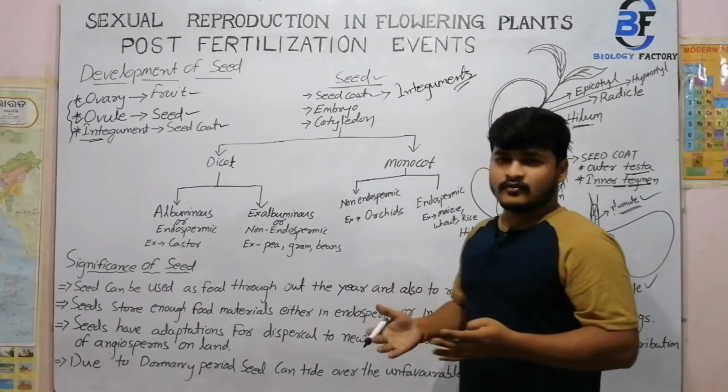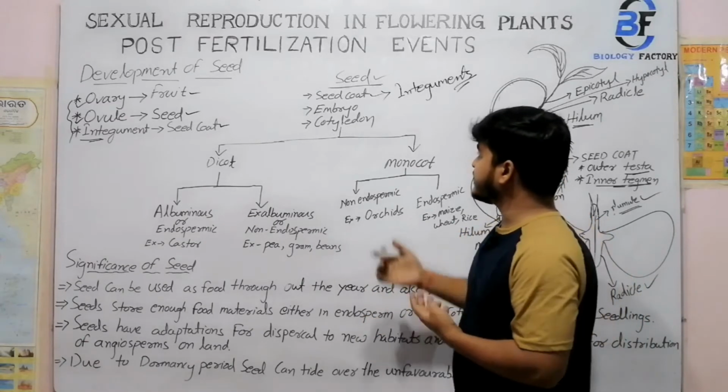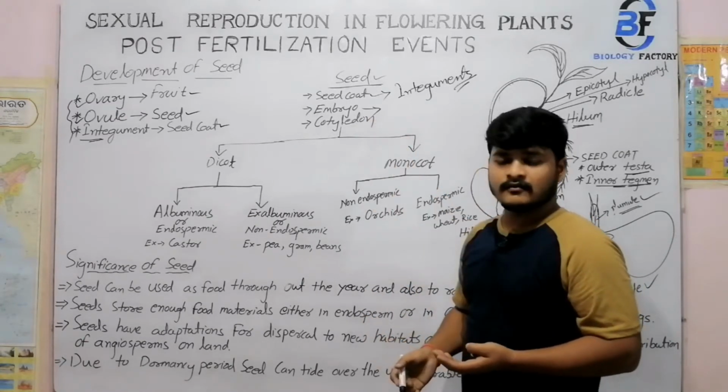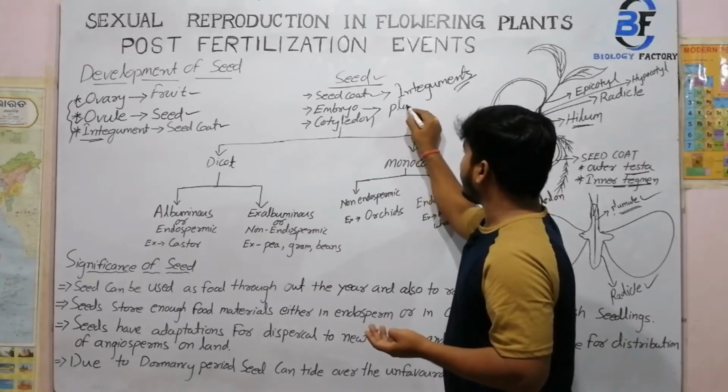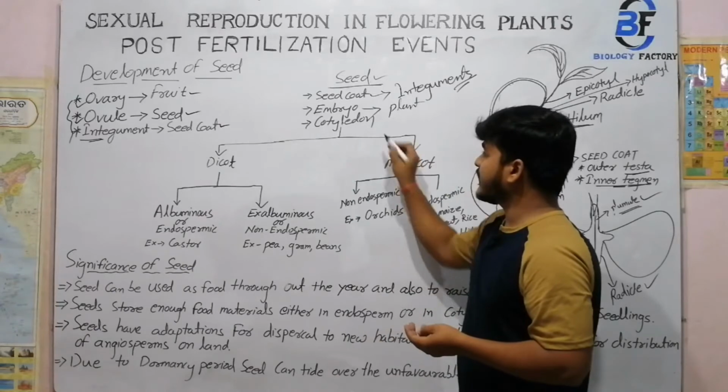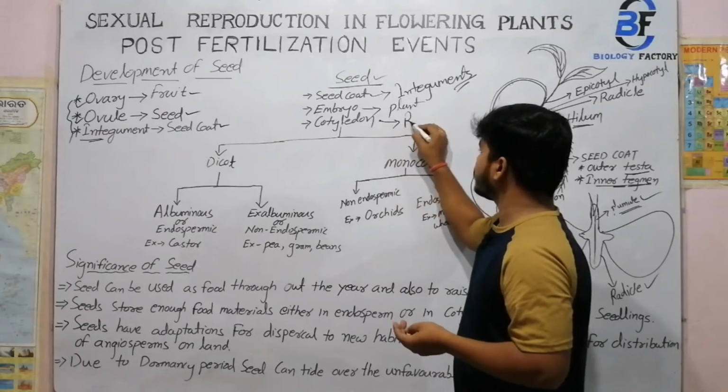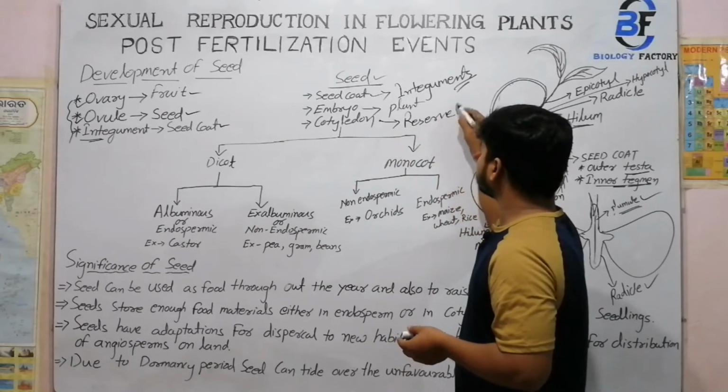That means the seed coat is mainly formed from the integuments. Next, the embryo. Embryo means what? The embryo means the baby plant. That means here the plant is formed from the embryo. Next is the cotyledon. Cotyledon means the reserve food material.